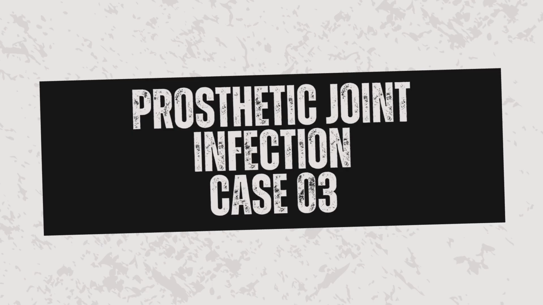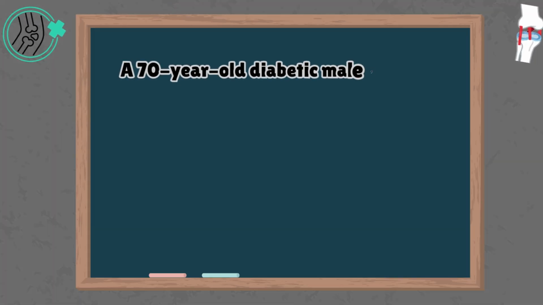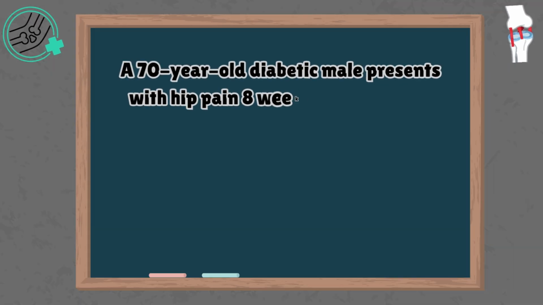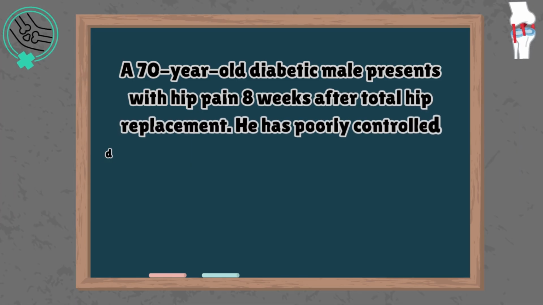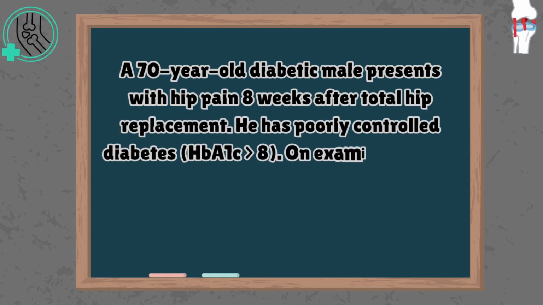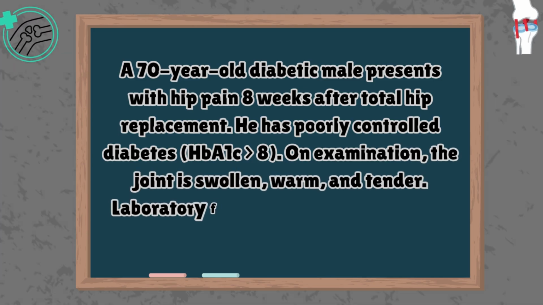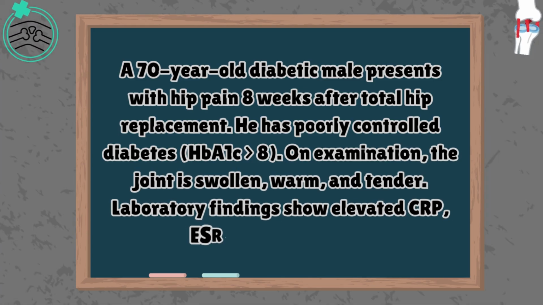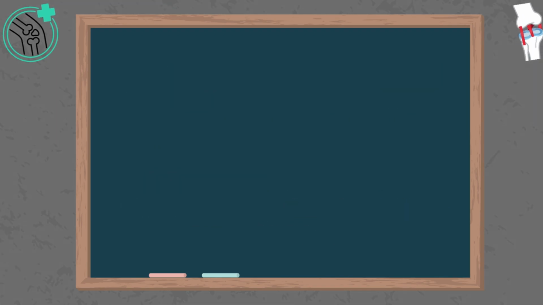Prosthetic joint infection case discussion. A 70-year-old diabetic male presents with hip pain 8 weeks after total hip replacement. He has poorly controlled diabetes, HbA1c greater than 8. On examination, the joint is swollen, warm, and tender. Laboratory findings show elevated CRP, ESR, and WBC count. Radiographs show early signs of loosening.